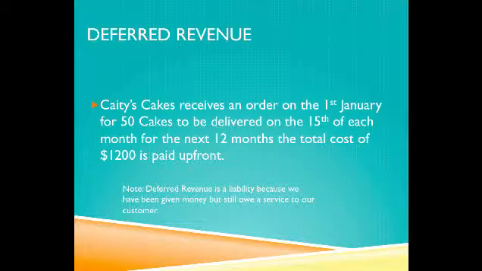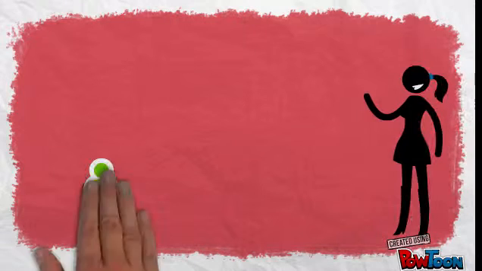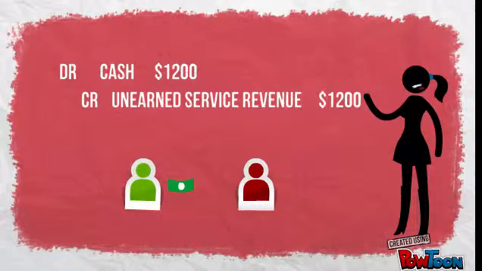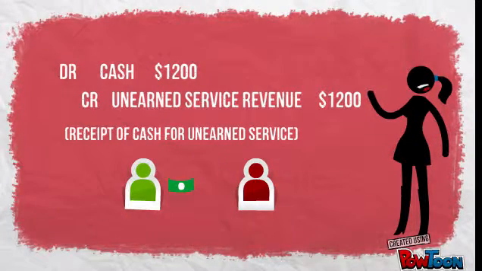Remember that deferred revenue is a liability because we have been given money but we still owe a service to our customer. This would look a little like this. We would debit cash $1,200 and credit unearned service revenue $1,200 as well.